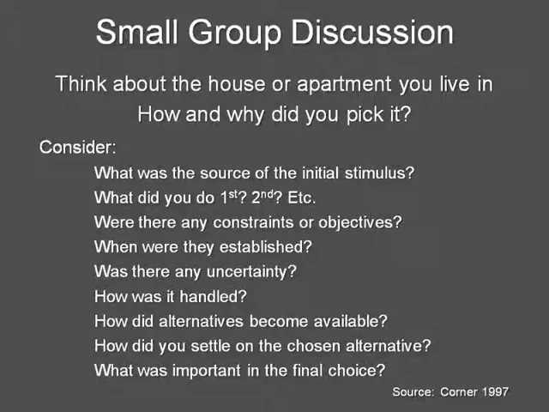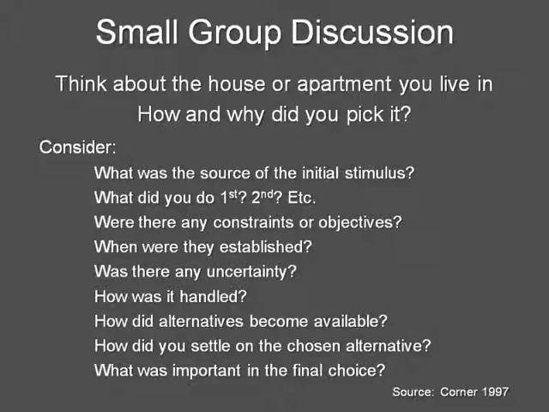What sequence of steps did you go through? What did you do first and second and so on to make a decision about where to live? Were there any constraints that you were aware of, or did you have some objectives in particular that you thought about? How did you establish what those were? Did you have some uncertainty about some aspect of your decision, and how did you deal with that uncertainty?